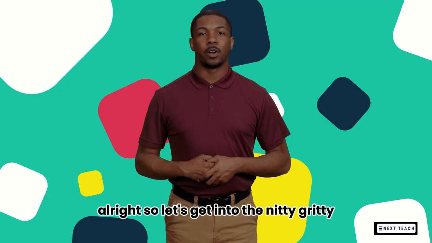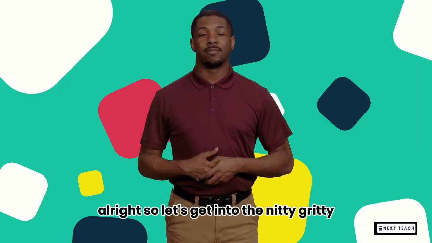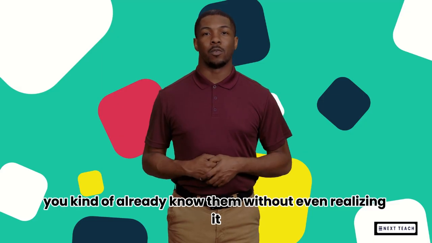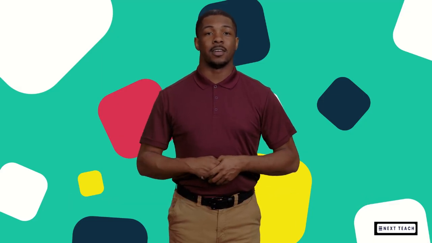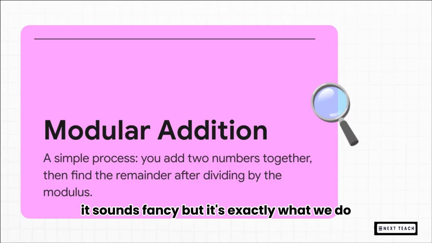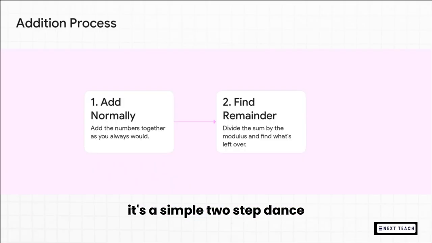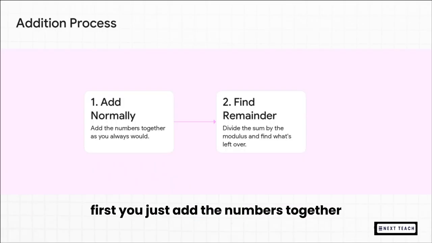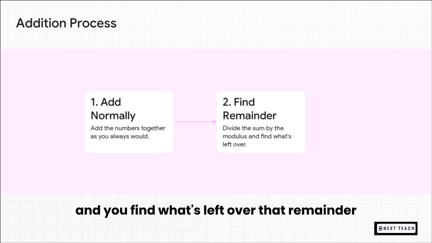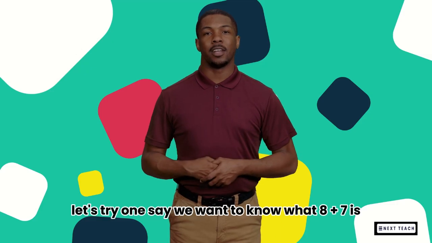Simple, right? Alright, so let's get into the nitty-gritty. How do we actually do math in a circle? The rules are honestly super simple. In fact, you kind of already know them without even realizing it. First up, we've got modular addition. It sounds fancy, but it's exactly what we do when we are figuring out time. It's a simple two-step dance. First, you just add the numbers together like you normally would. No tricks there. Then, you take that sum, you divide it by the modulus, and you find what's left over. That remainder, that's your answer. That's the whole game. Let's try one.